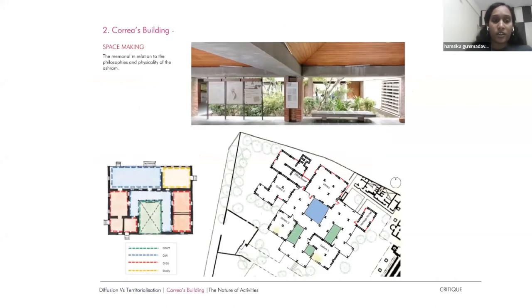When we look into the memorial in relationship to the philosophies of the ashram, in Hriday Kunj, the most private spaces are also opened up from all the four sides, connecting to the open spaces, because those spaces being spaces for communal activities. Whereas in the memorial museum, the courtyards created are packed with built structures and become mere boxes to access.